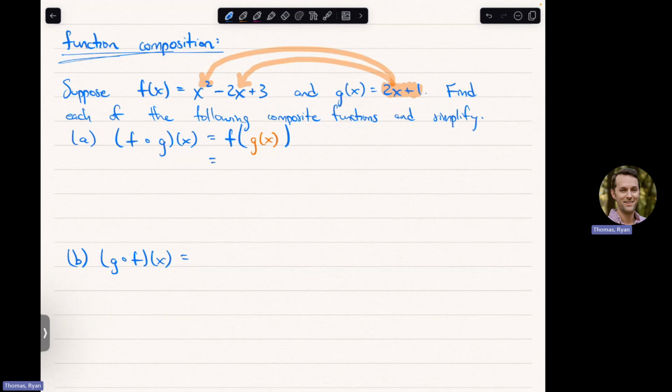So this is, I'll write it here, f of g, where g is 2x plus 1. So what I'm going to do is write out a thing that looks like f, x squared minus 2x plus 3. But everywhere that the variable showed up initially, I'm going to replace with 2x plus 1.